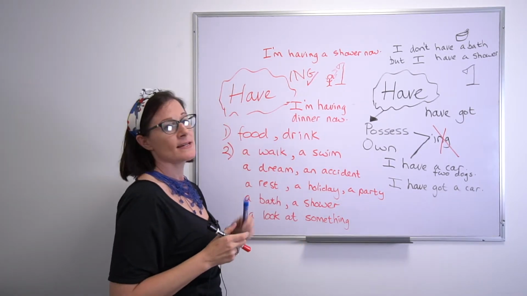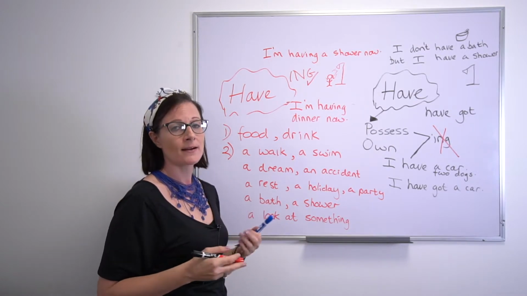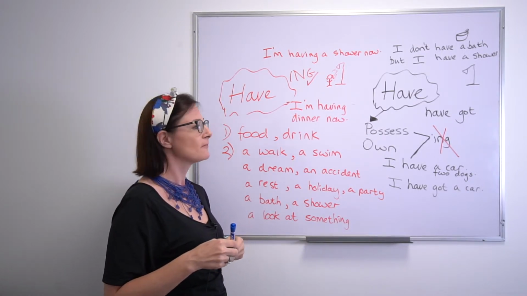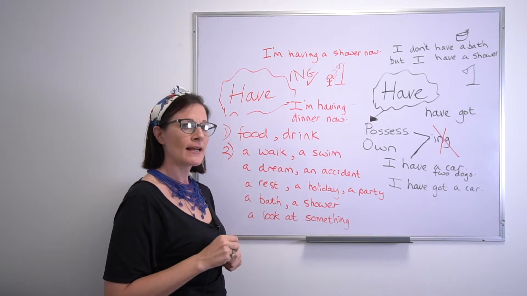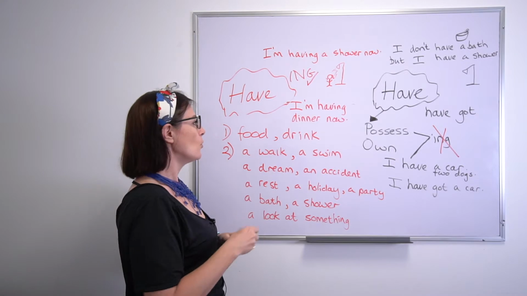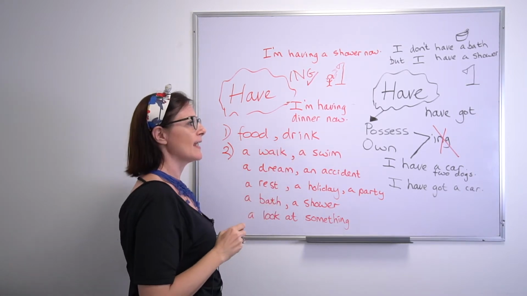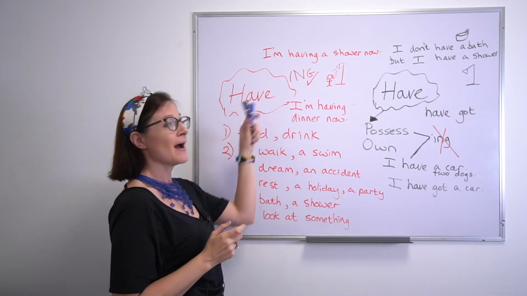Have is quite particular to British English, although American English does recognize and understand the use of have. Sometimes in American English they would use take, I'm taking a shower, or they might say I'm taking a coffee. British people would probably say I'm drinking a coffee or I'm having a coffee.